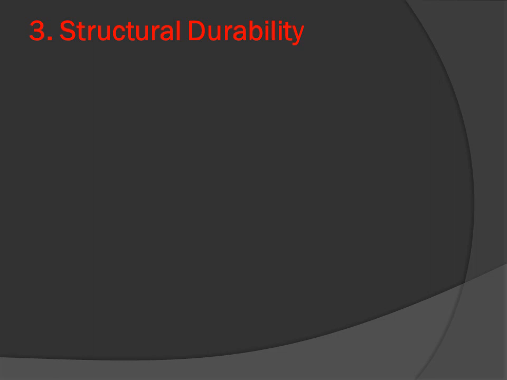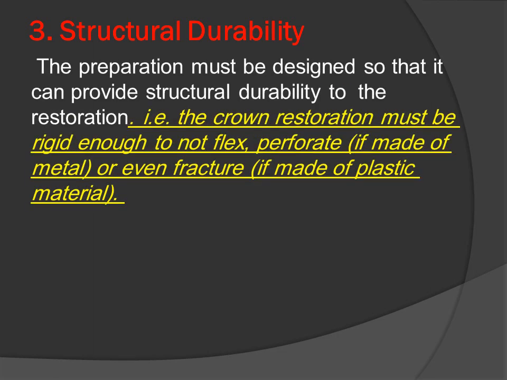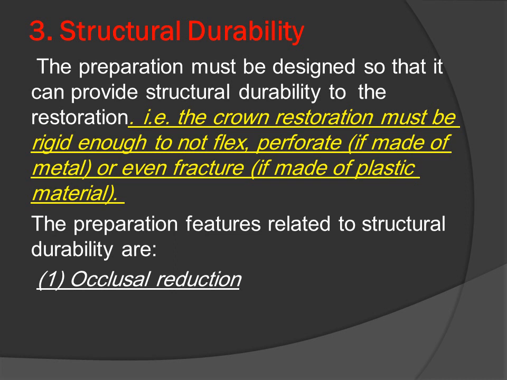The third principle of tooth preparation for a crown is the structural durability. The preparation must be designed so that it can provide structural durability to the restoration. That's to say, the crown restoration must be rigid enough to not flex, perforate, or even fracture. And the preparation features that are related to structural durability are the occlusal reduction and the axial reduction.